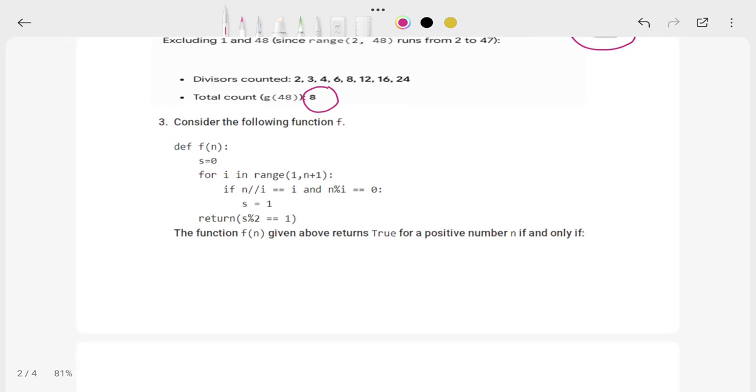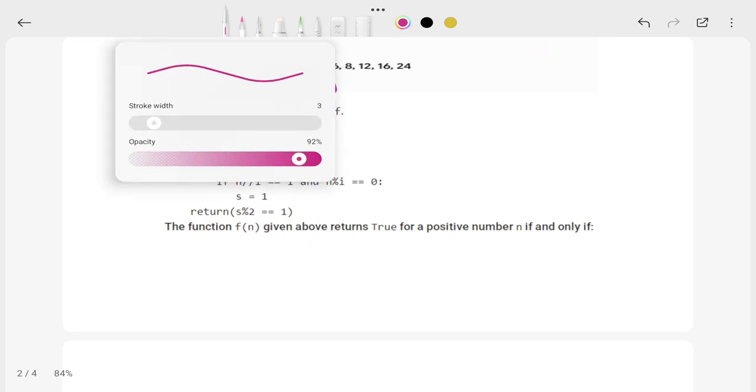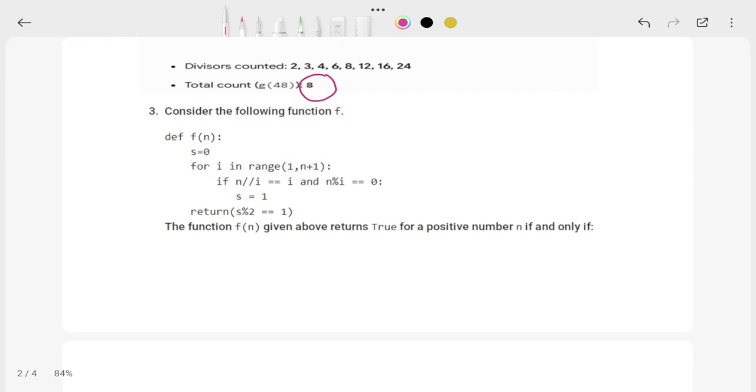Now the third question, we are not wasting the time. We are solving the third question. So now see here, third question. Consider the following function f. Function is def f(n), s is equal to 0, i is working from 1 to n plus 1.